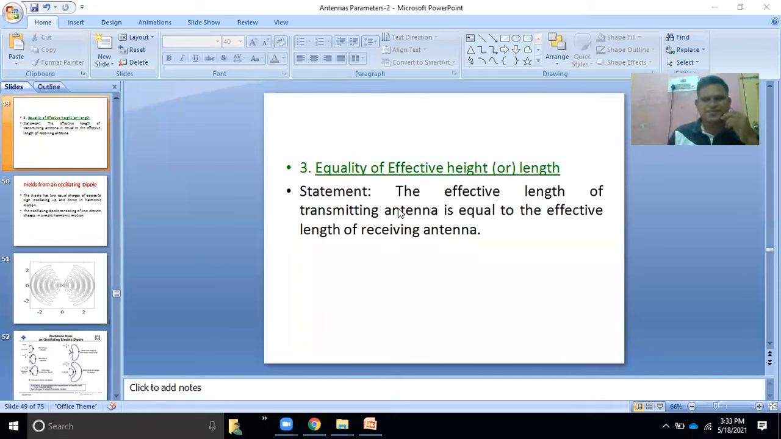What is the equation for effective length or effective height? Both are the same. H is equal to V by E. What is V? Voltage. The unit for voltage is volts.